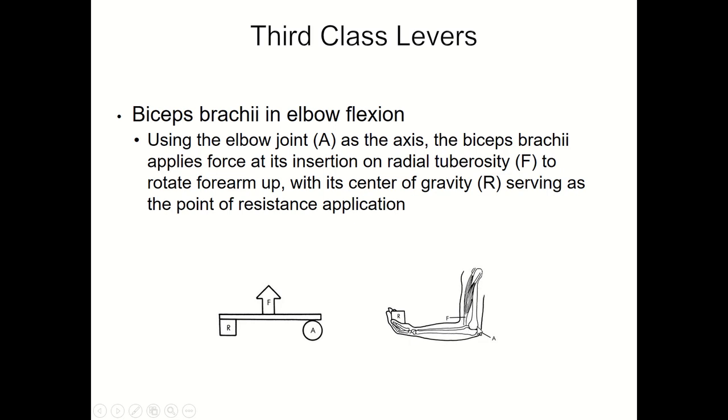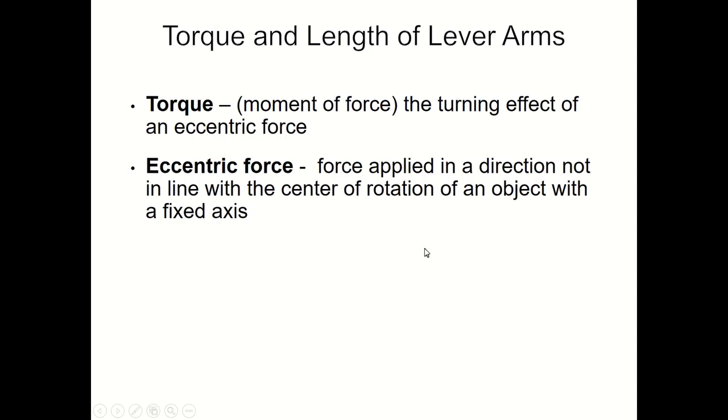And when you apply enough force, the joint will actually move around the axis of rotation to produce elbow flexion. Okay, so those are the three levers that are in the human body, keeping in mind that most of the levers that we see are of the third class type.